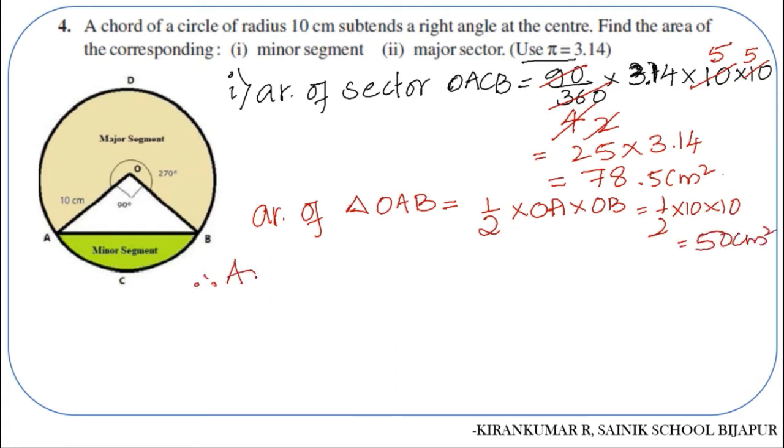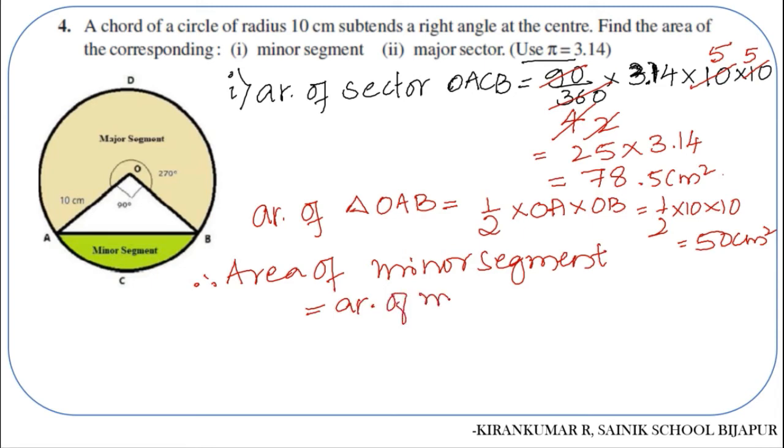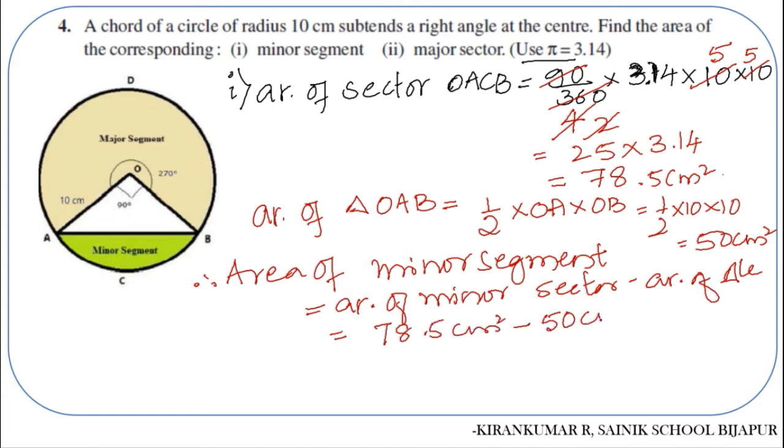Therefore, area of minor segment will be equal to area of minor sector minus area of triangle. Here the area of minor sector is 78.5 centimeter square. Area of triangle is 50 centimeter square. Hence we get 28.5 centimeter square. This is the area of segment.